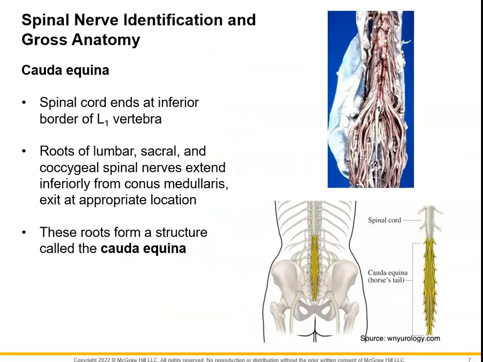I mentioned previously that the spinal cord is shorter than the vertebral column. So the spinal cord actually ends at L1, lumbar vertebrae number 1. But the roots of the lumbar, sacral, and coccygeal spinal nerves extend inferiorly from a pointed little area right here that we call the conus medullaris. Now, they will exit at the appropriate location and go out to the body parts that they serve, okay, in and out, right? Now, these roots that you see here form a structure that looks very much like a horse's tail. Caudal means tail. Equine means horse.